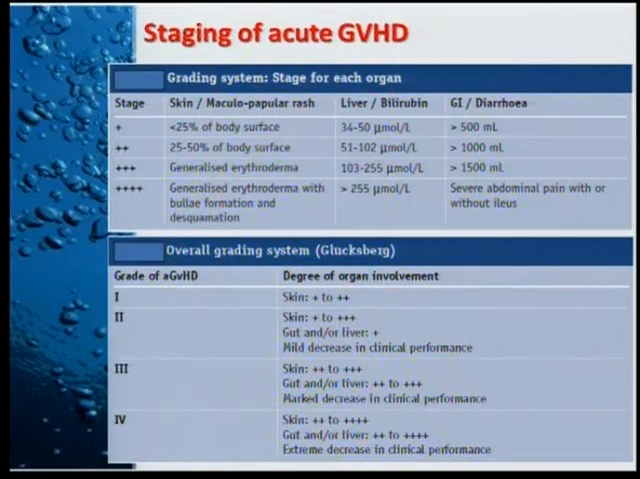In 1974, Glucksberg proposed a classification of GVHD, a staging. In this staging, each organ was staged from 1 to 4, and the resulting stages were combined to produce an overall grading system.